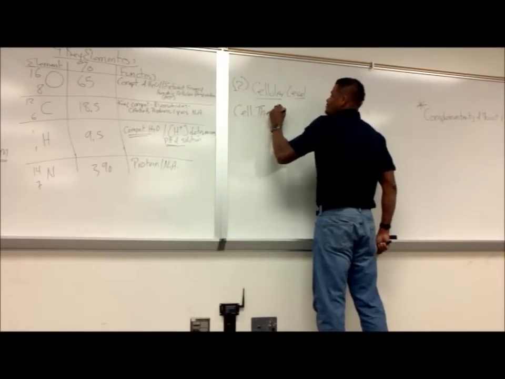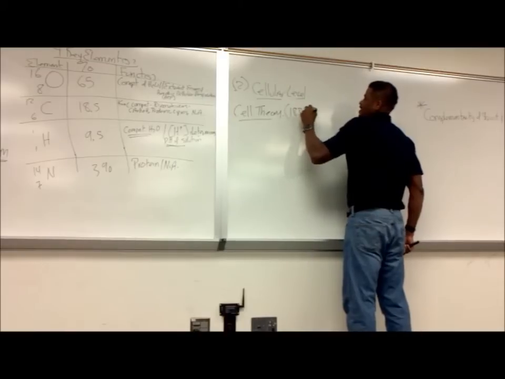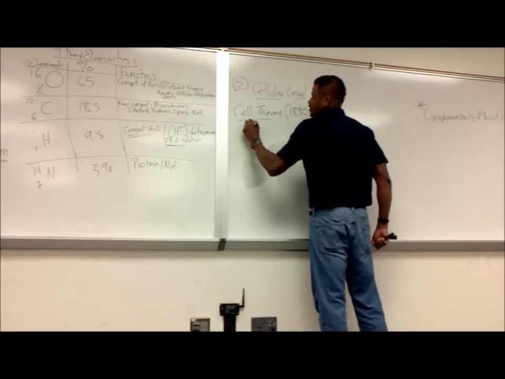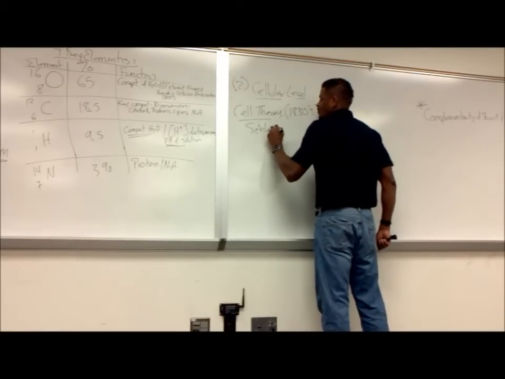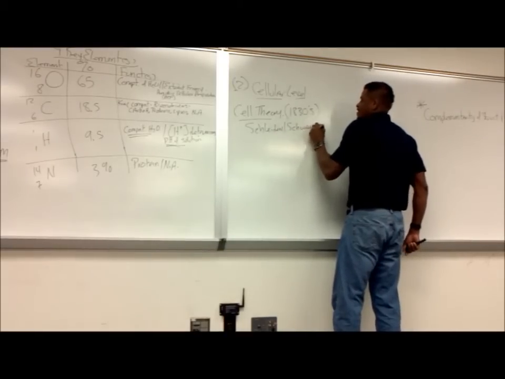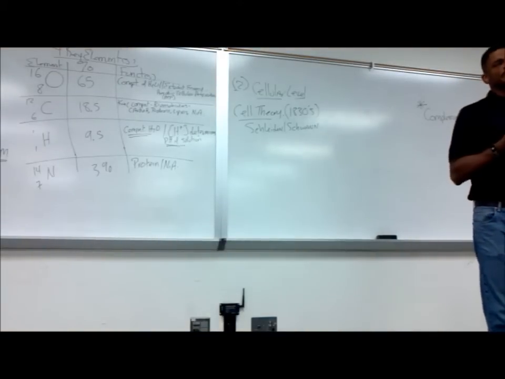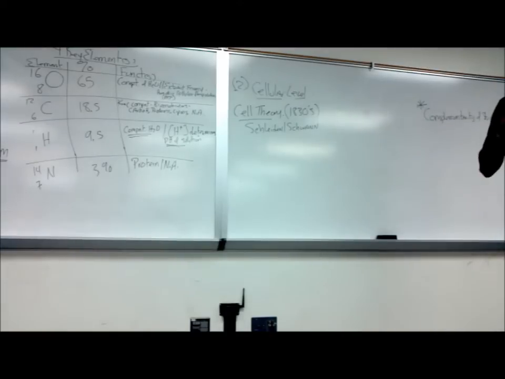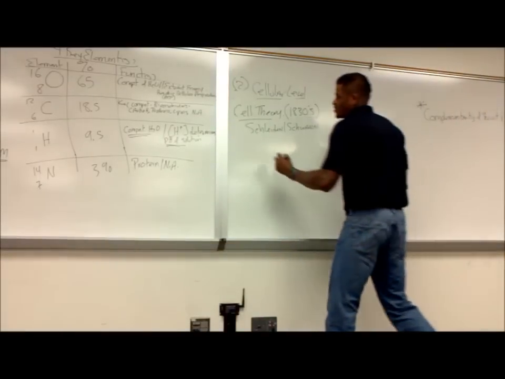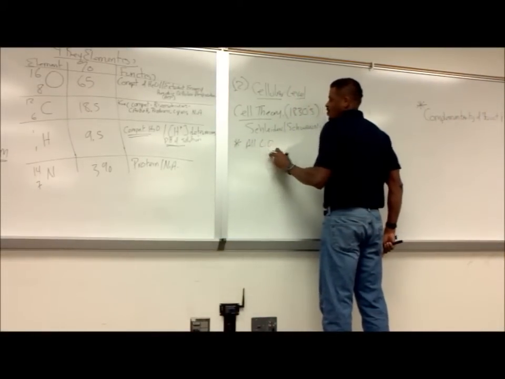This is in the early 1800s, 1830s. We have Schleiden and Schwann, scientists that came up with the cell theory. And what are the tenets of the cell theory? What does the cell theory state? It states that all living things consist of what? Cells. The human body consists of trillions of cells. So one component of this theory is that all living organisms consist of cells.